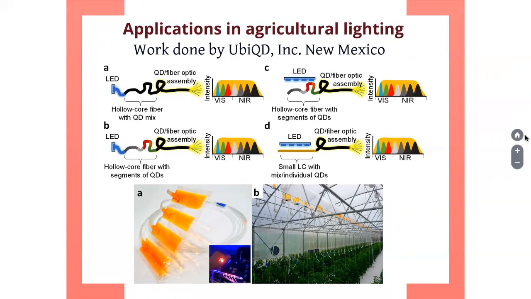So they have lots of different, very interesting kinds of architectures here. So you have a hollow core fiber with a quantum dot mix. So you have a white LED here, or blue LED, illuminating a fiber, which has mixed in it different quantum dots, which are like these little dots, just like these molecules. And they emit all these wavelengths. For instance, you can mix all these colors. You can have a hollow core fiber with segments of quantum dots, so you can see different sections of the fiber have different types of quantum dots, again resulting in the same emission.